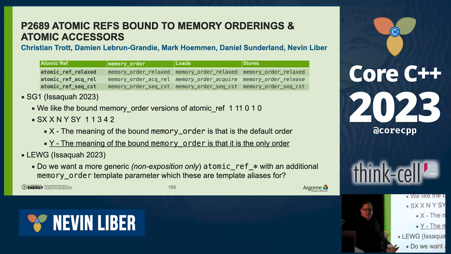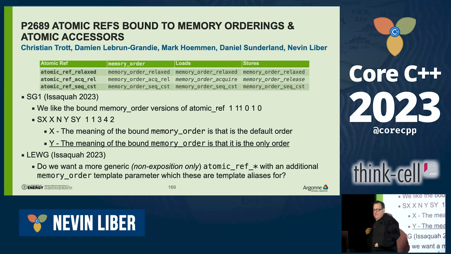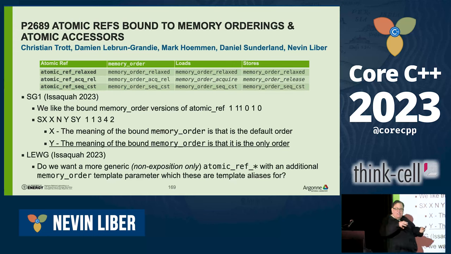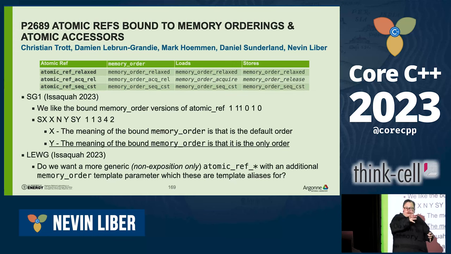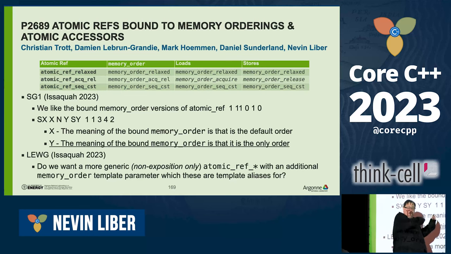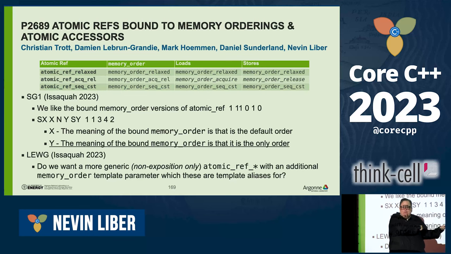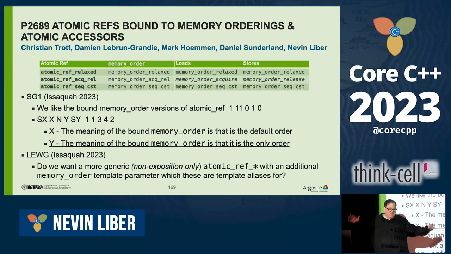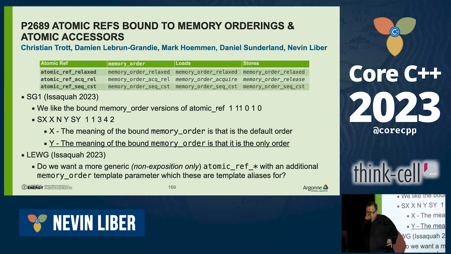And so this went through SG1, which is the concurrency parallelism group. And they wanted the bounded memory order, these three. And they want to say you can't change. So in atomic ref, you have to specify the order as parameters. We could also say you can override the memory order with parameters. And SG1 said, no, we don't want people doing that. They can do something else if they need that functionality.